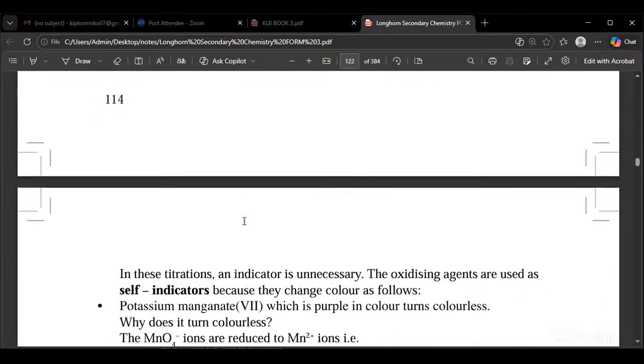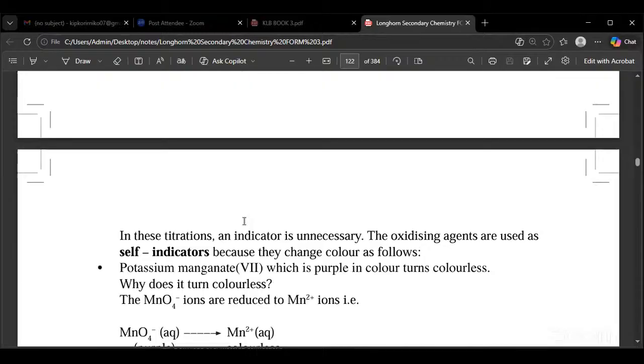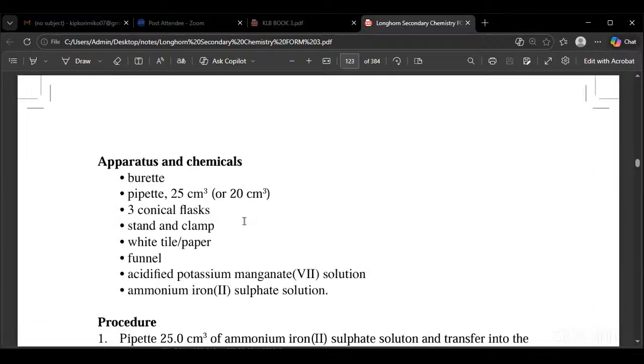Let me just show you that one before we go. So in this situation, an indicator is not necessary. That is what I told you. The oxidizing agents are used as self indicators because there is color change.